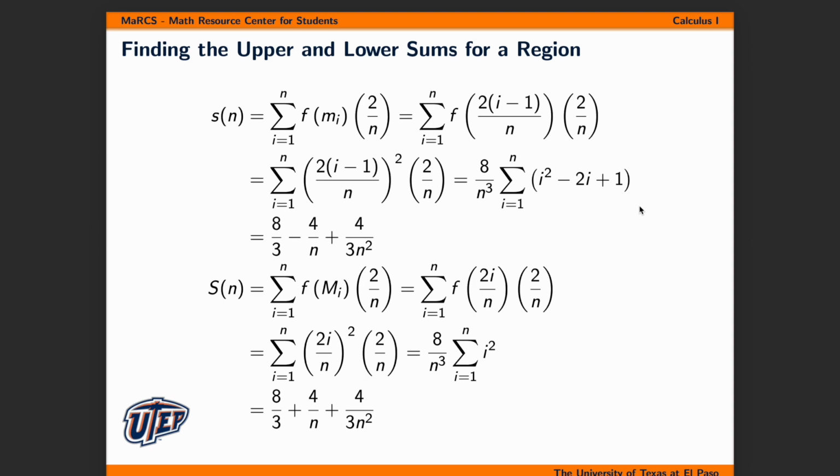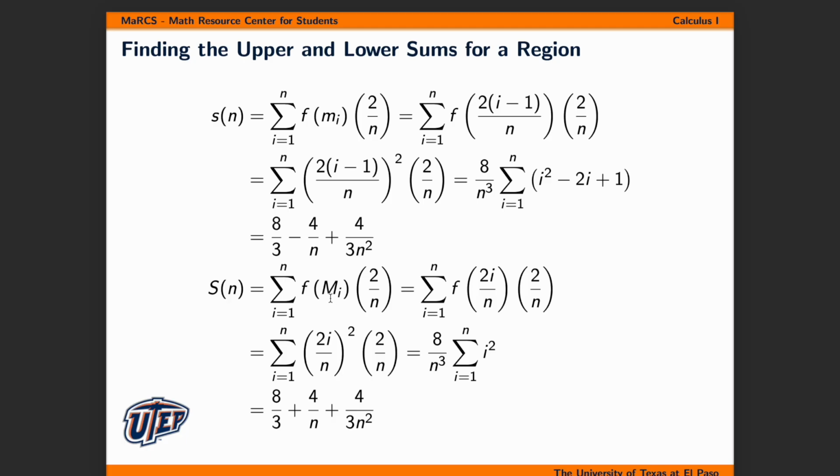So once we evaluate this sum and multiply the 8 over n cubed, we get that the lower sum is 8 divided by 3 minus 4 divided by n plus 4 divided by 3n squared. Now we repeat the process for the upper sum.